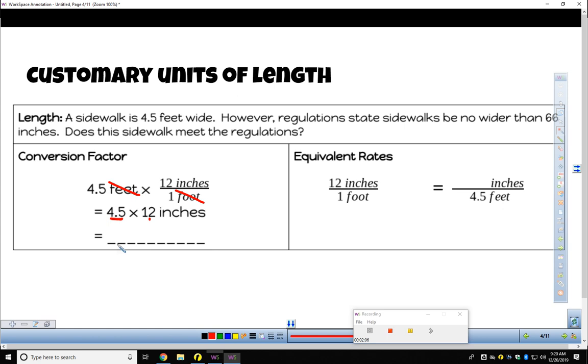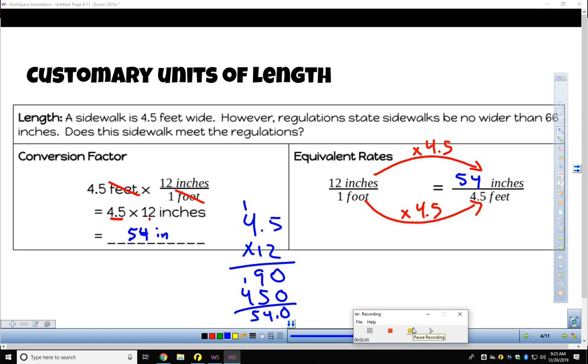Similarly, if we were to use an equivalent rate, we would use, again, the same conversion factor, 12 inches is to 1 foot, except now, how did I get from 1 foot to 4.5 feet? Well, I multiplied by 4.5. So in my numerator, I must also multiply by 4.5. Notice that regardless of which one of these we're solving, we end up doing the same math. The setup just looks different. So why don't you pause the screen and see if you can get the answer.